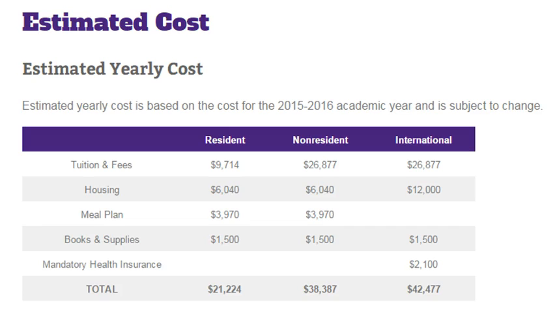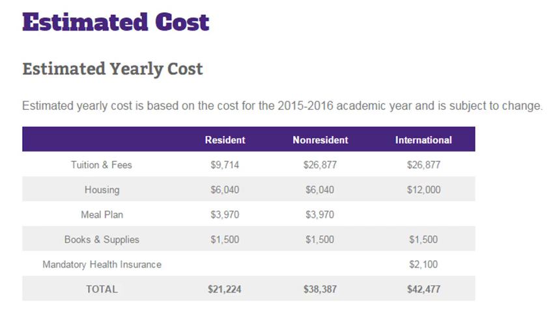In this example, we are using the 2015 to 2016 estimated yearly cost for LSU, or Louisiana State University. Go Tigers. Okay, so in looking at our line items, we have tuition and fees, housing, and that's if you stay on campus, meal plan, books and supplies, and if you're an international student, you have to take out mandatory health insurance. And this may vary based on the college or university that you attend.